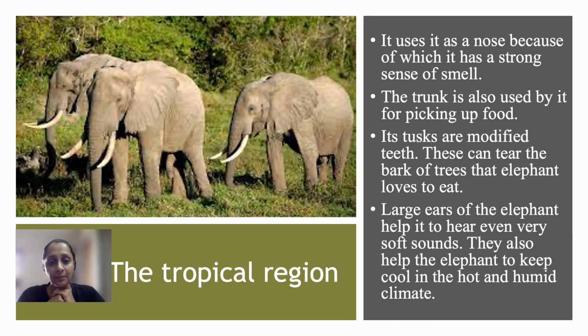So these were the adaptations of a few animals. I've taken examples of actually very few animals, but there are hundreds of animals in these two regions, that is polar and the tropical region. I wanted you to find out and tell me about some other animals which are there in these two regions, and write in the comment box, and then we can discuss it in the next video.